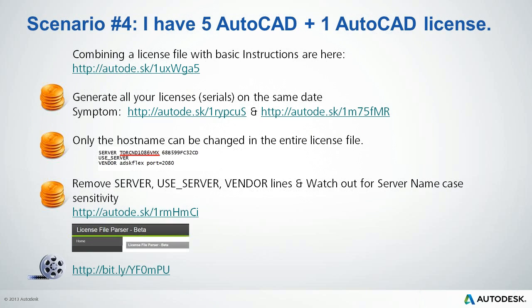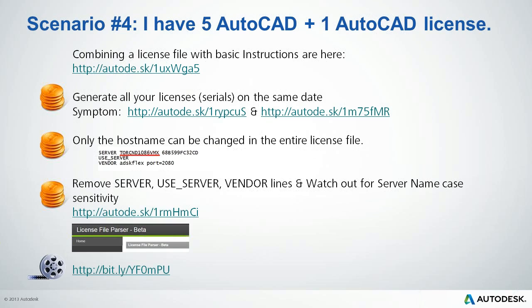Okay. Point number 4. If you have, for example, 5 AutoCAD licenses and 1 AutoCAD license at your site. So the scenario is, let's say you bought 5 AutoCADs at the start of January, and your company then is growing and you need an additional license. You buy that additional license today. What happens is if you generate that 1 license and combine it with the one that you generated in January, you'll only get 1 license. So you actually have to generate them both at the same time.